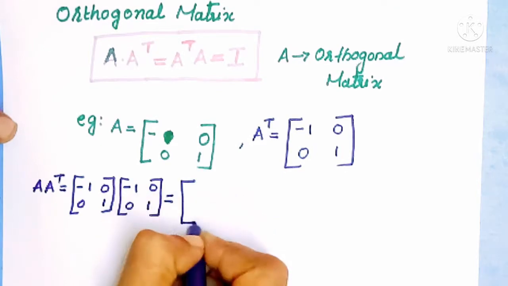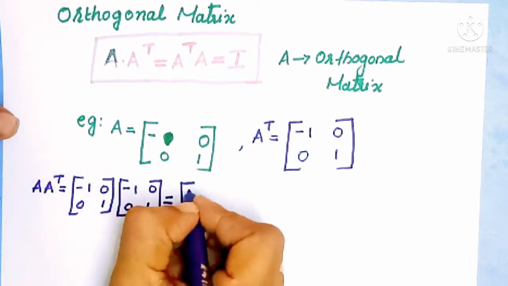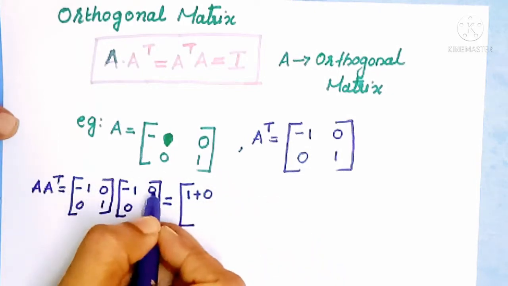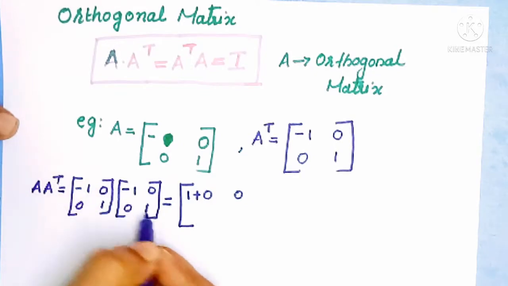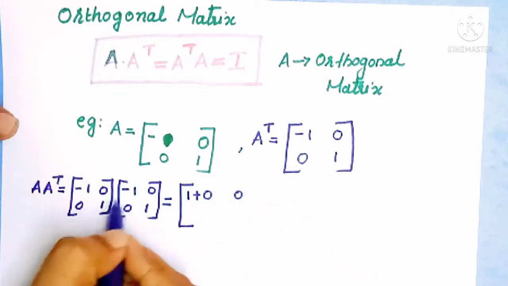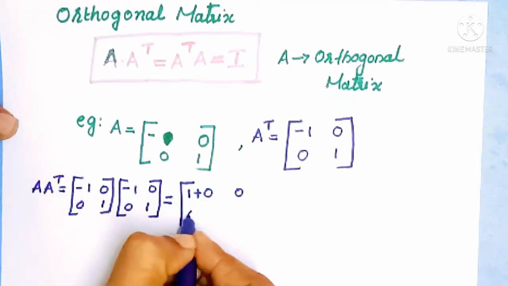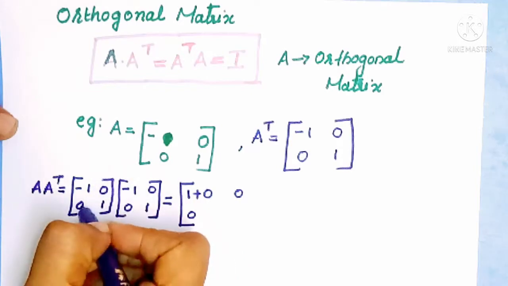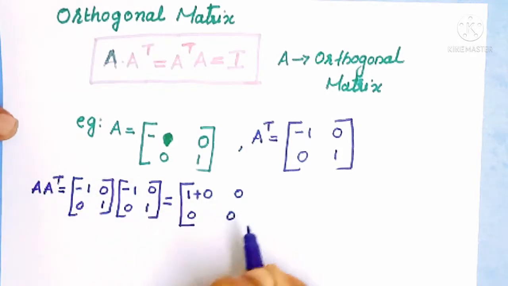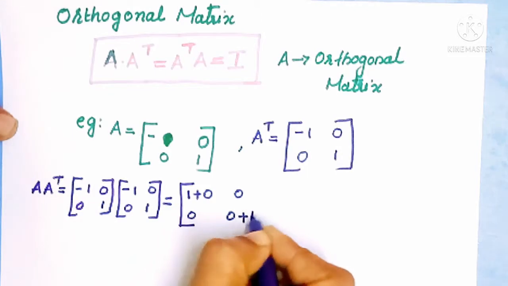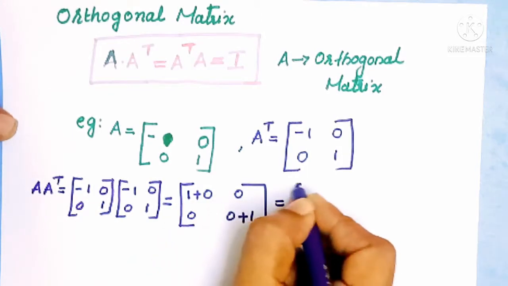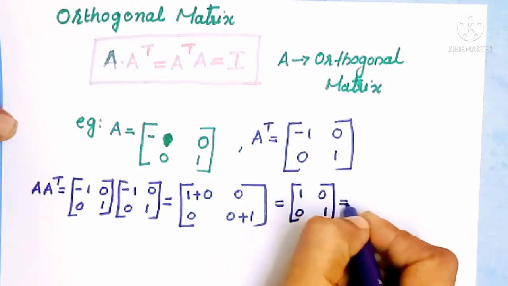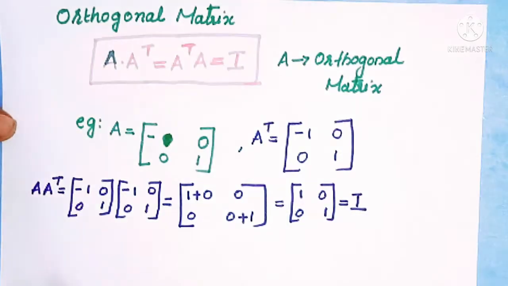We can multiply: -1 into -1 is 1, plus 0 into 0 is 0; -1 into 0 is 0, plus 0 into 1 is 0; 0 into -1 is 0, plus 1 into 0 becomes 0; then 0 into 0 becomes 0, plus 1 into 1 becomes 1. It is equal to [1 0; 0 1].